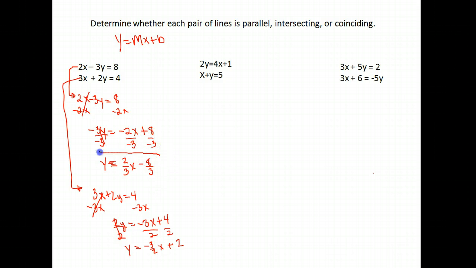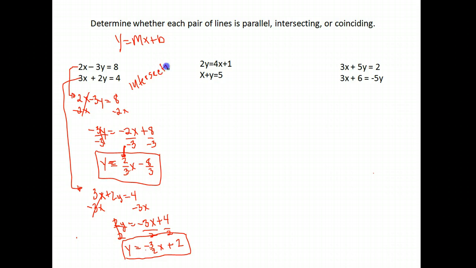So here are our two equations in slope-intercept form. We're supposed to decide if they are parallel, coinciding, or intersecting. So look at the slopes. Now remember, the slope is the number multiplied by the x. So this has a slope of 2/3. This has a slope of negative 3 halves. They are not the same number, so they're not parallel or coinciding. They are just intersecting.